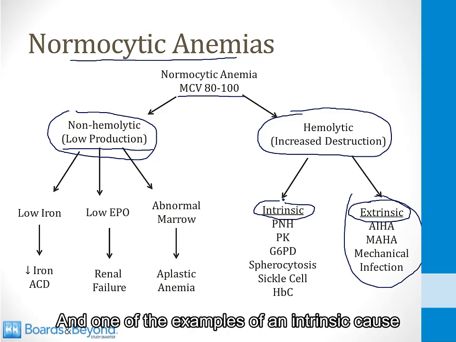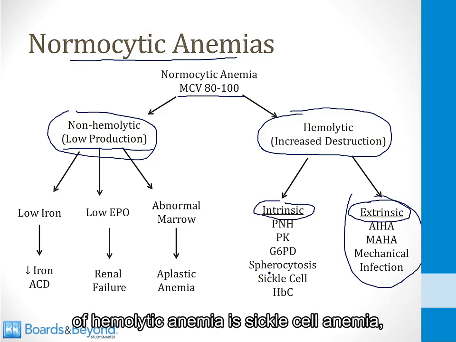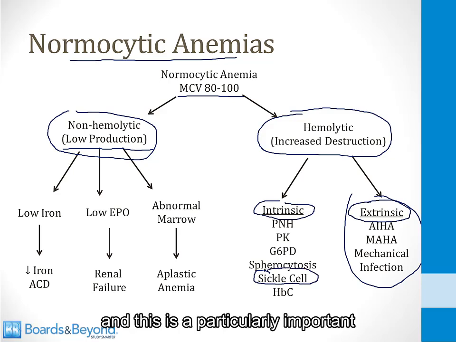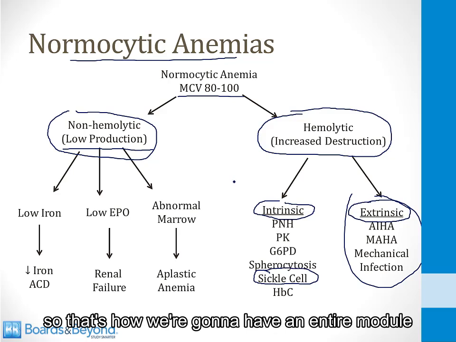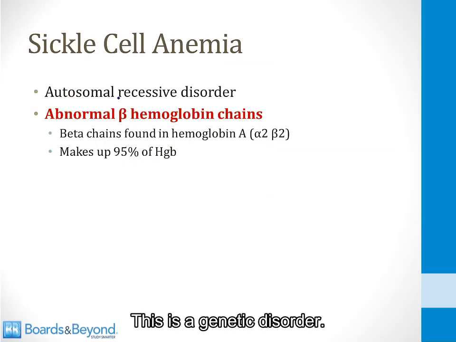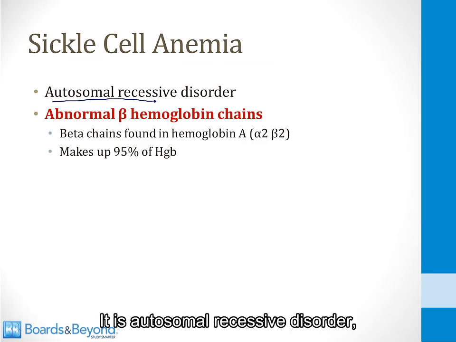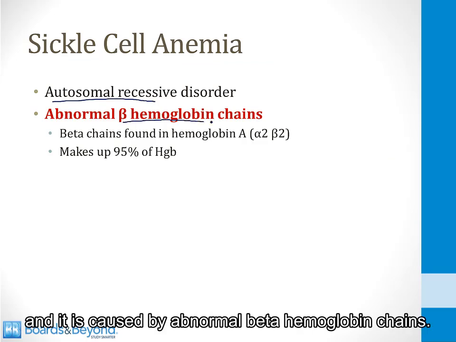One of the examples of an intrinsic cause of hemolytic anemia is sickle cell anemia, and this is a particularly important and high-yield disorder. It's very common in clinical practice, so that's why we're going to have an entire module on sickle cell now. This is a genetic disorder. It is an autosomal recessive disorder, and it is caused by abnormal beta hemoglobin chains.